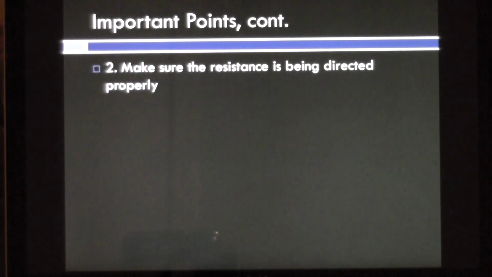Last little point that I want to make is this one. So make sure that the resistance is being directed properly. So now you know how to analyze motions.